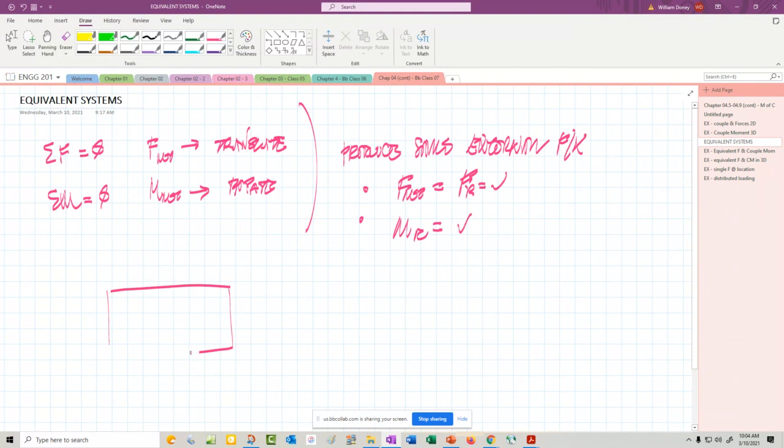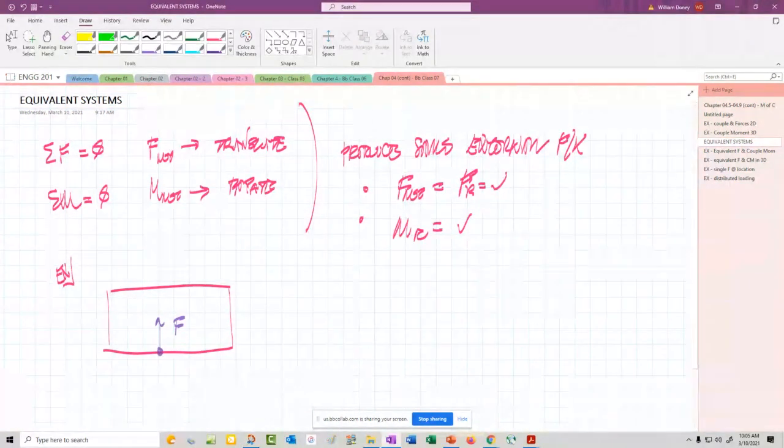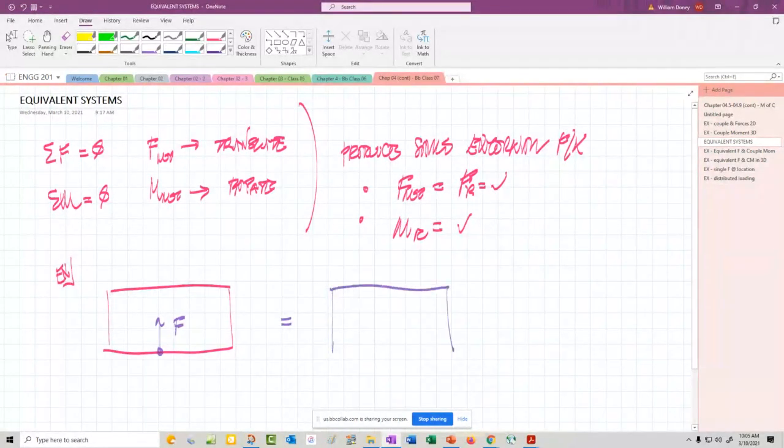So let's look at a quick example here. Just a conceptual one. I have a force down here. An equivalent system would be to have that force no longer there, but put it somewhere else on the line of action. So I could put it up here, and they would have equivalent external forces.